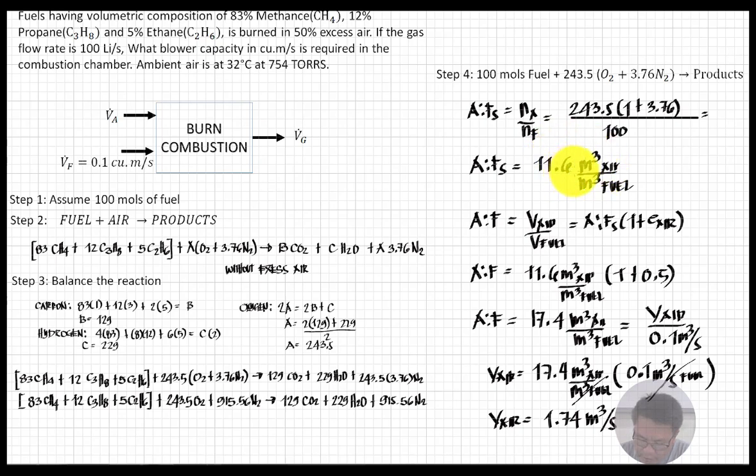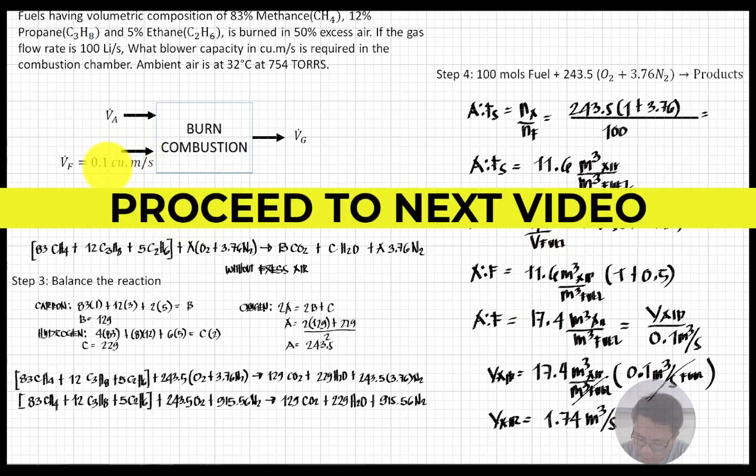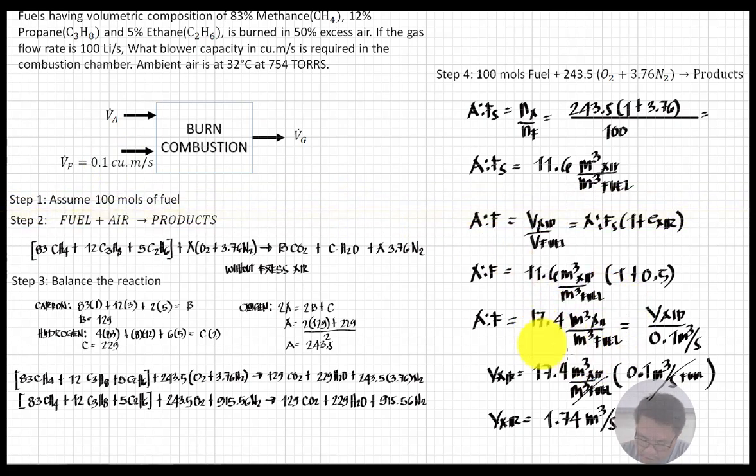So this is the stoichiometric. Now to get the excess air, we just multiply by 1 plus your excess air. Multiplying that, we have the value of 17.4, which becomes your actual air fuel ratio. Since we have the value of the air fuel ratio, which is equal to volume of air over volume of fuel, and the problem gives the value of the volume of fuel, we can manipulate our equation. Then finally, we can get the value of your volume of air. Okay, so that's it.